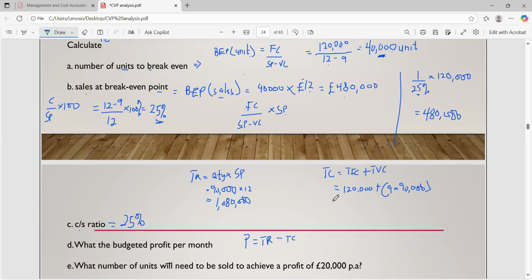Please, in total, what do we have for total cost? $930,000. Can we determine our budgeted profit now? This is our revenue. This is our cost. What is our budgeted profit?